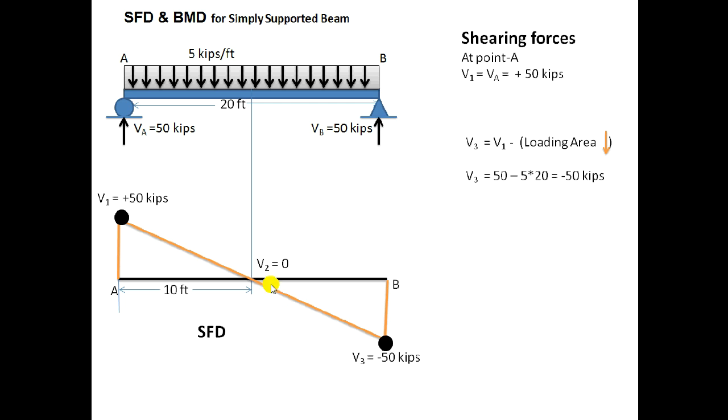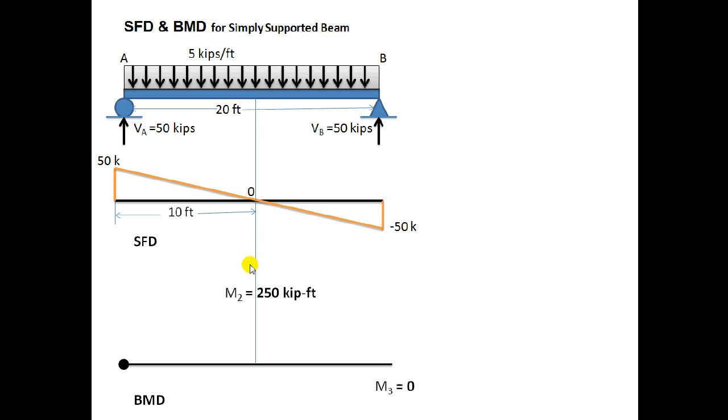And V2 is 0 at the mid span of this beam. This is the SFD diagram for UDL. And now I will draw the BMD diagram for this UDL.